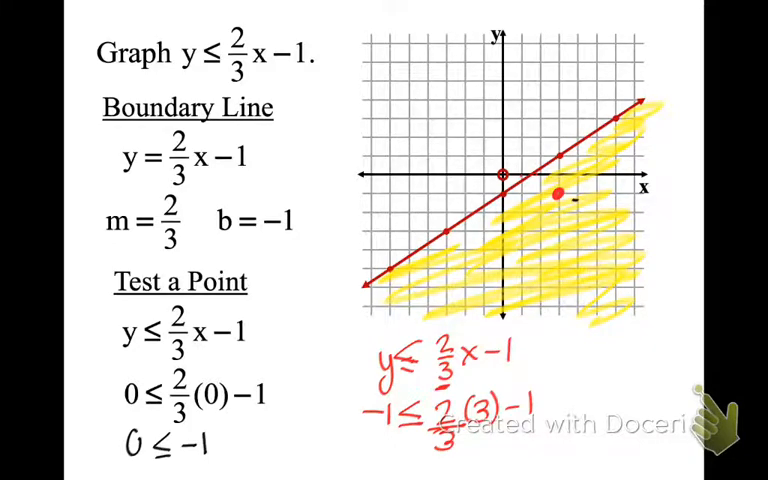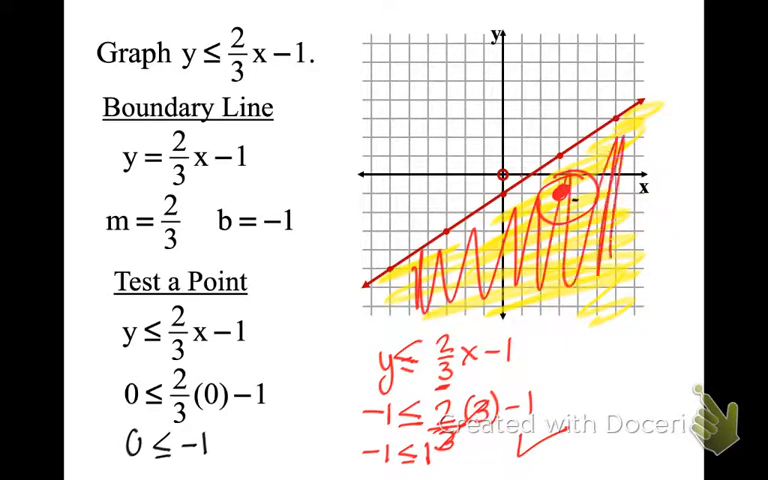So this time I'm choosing a test point on this side of the boundary line. So if it comes out true, that is the side of the boundary line I shade. So now I get -1 is less than or equal to 2 minus 1, which is 1. Is that a true statement, Rami? So since that test point is on this side, this is true, then I shade this side of the boundary line.